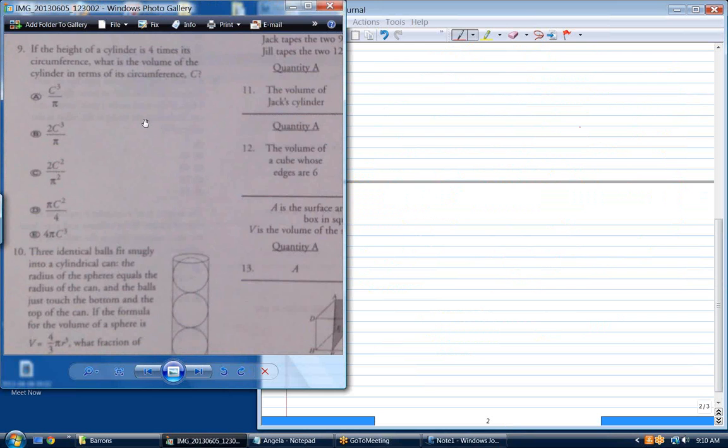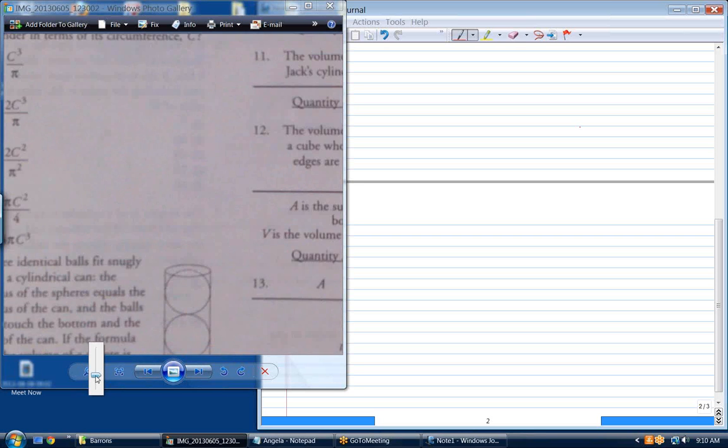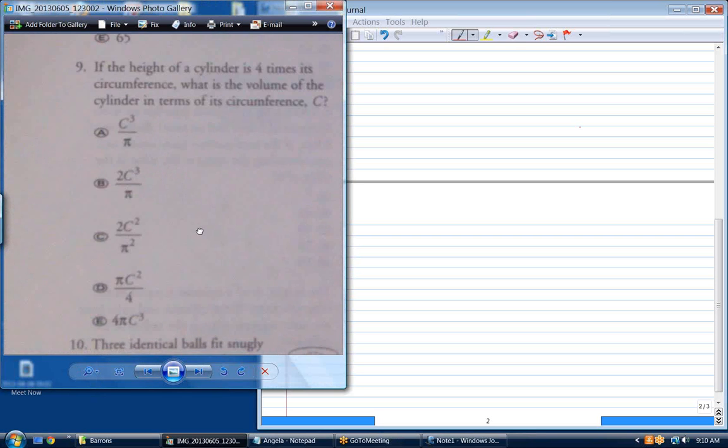The height of the cylinder is 4 times its circumference. I can make this just a little bit bigger.